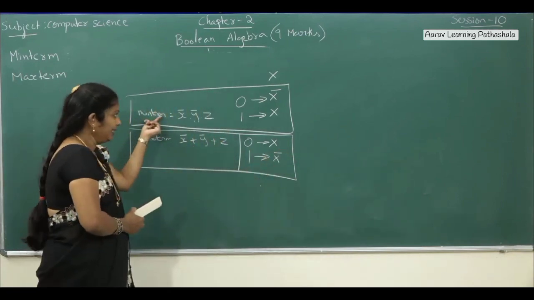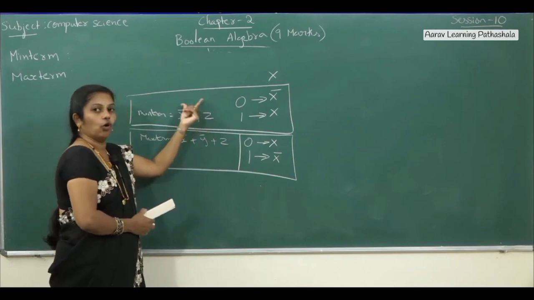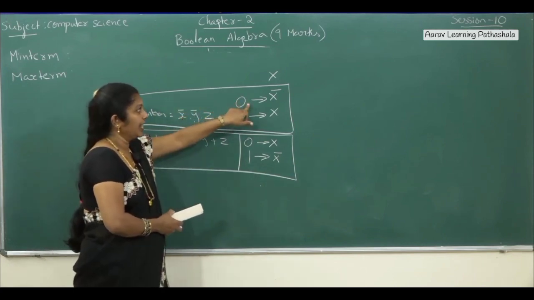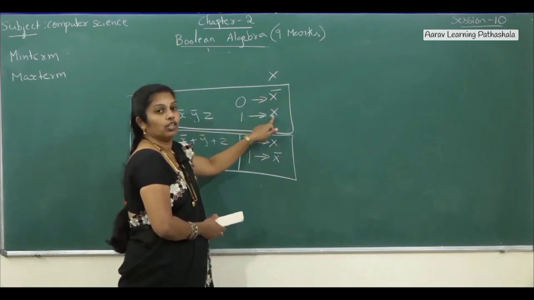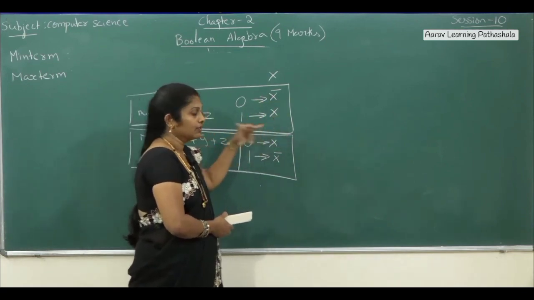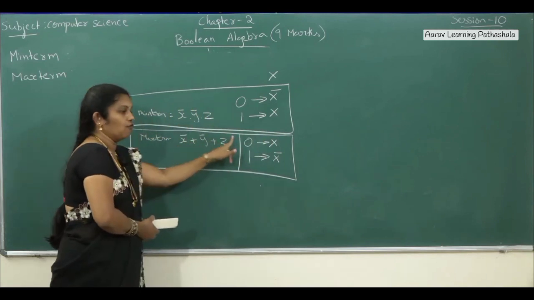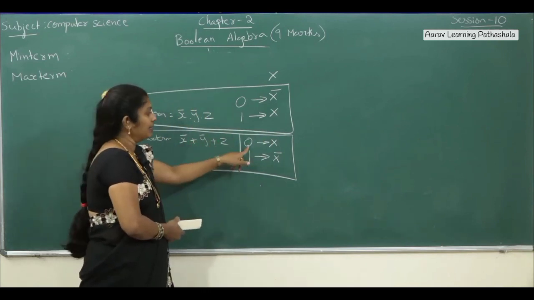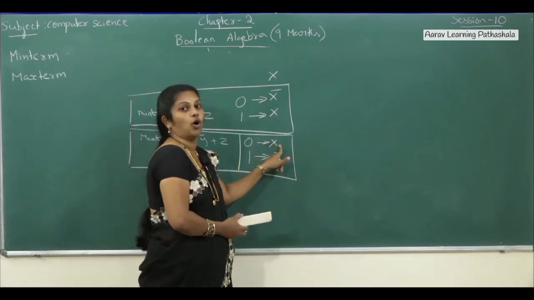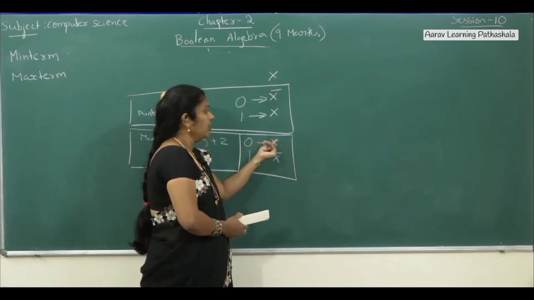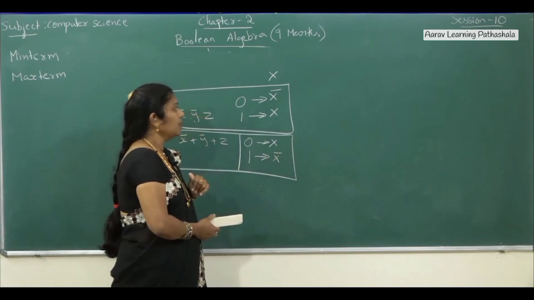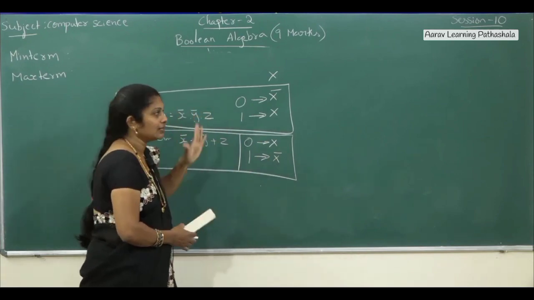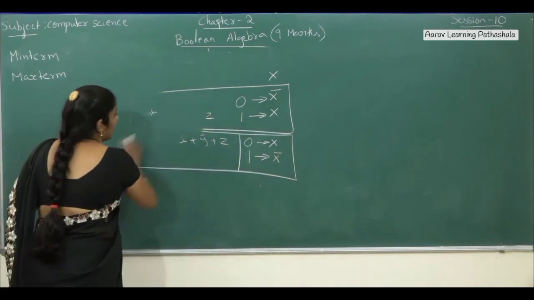So when we say minterm, we say product of all the literals. Along with that, if it is 0 we represent the complement, and if it is 1 we represent without complement. Whereas in maxterm, it's a sum of all the literals, and 0 represents without complement. If it is 0 we must write without complement, and if it is 1 we must mention with complement. These are the things regarding minterm and maxterm.